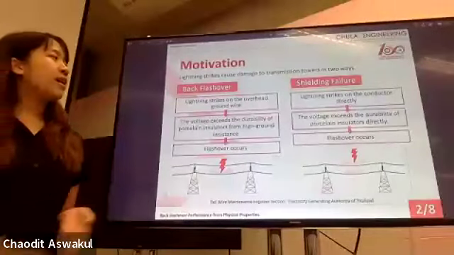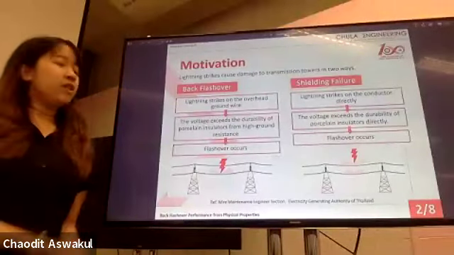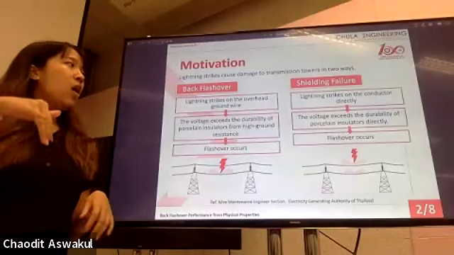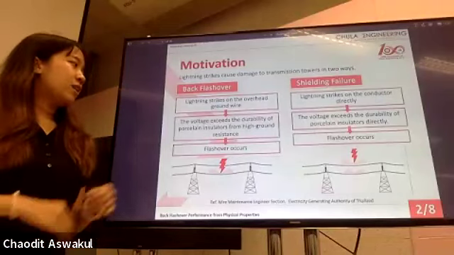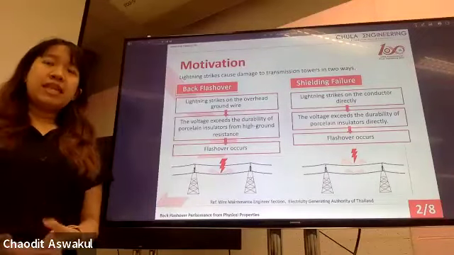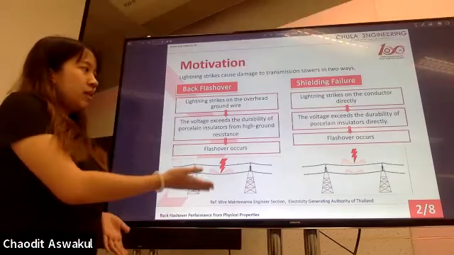The first way is backflashover. Backflashover occurs when the lightning strikes the overhead ground wire, and then the voltage exceeds the durability of the insulator from high ground resistance, and then flashover occurs.